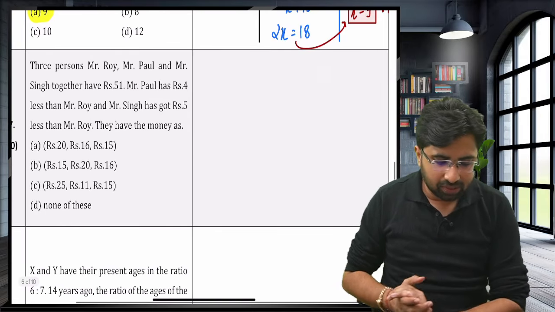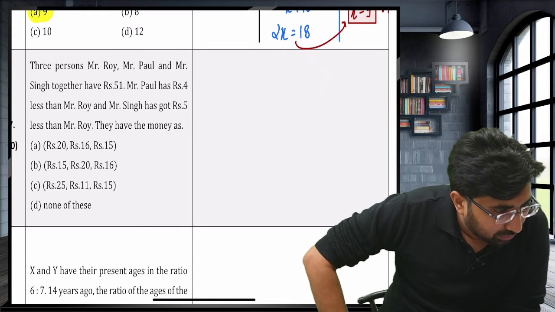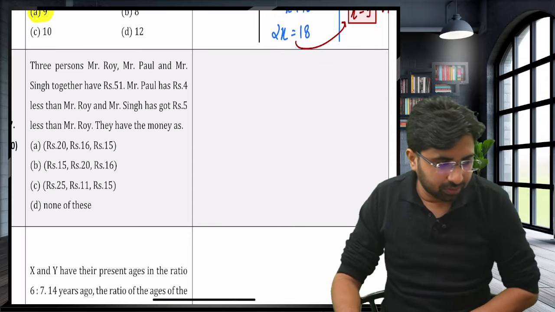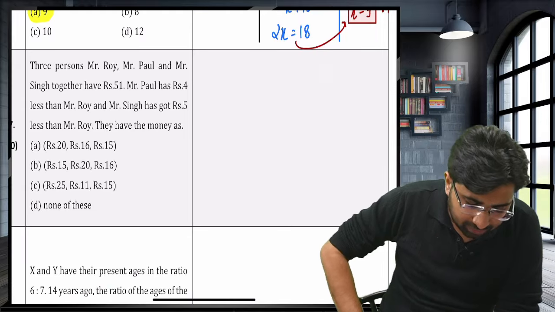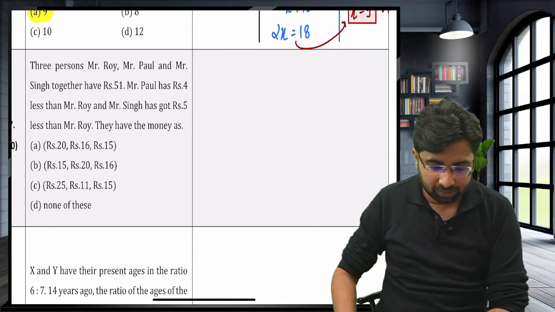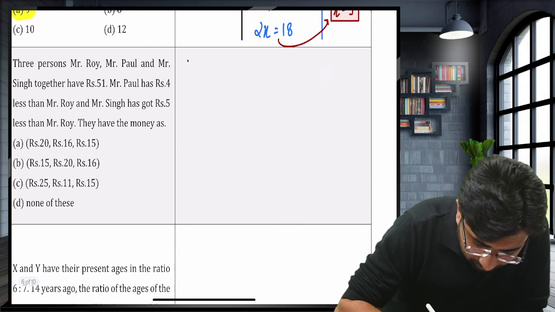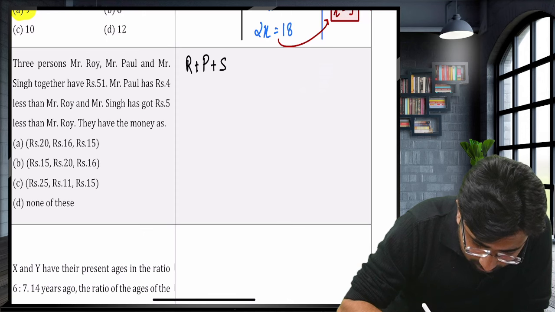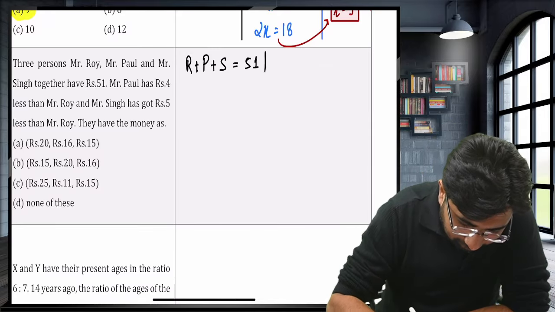Now, three persons, Roy, Paul and Singh. Sumati, Tarkesh, Balaram, right answer. Super performance. Now, Roy, Paul and Mr. Singh together have 51 rupees. Let us say Roy is having R rupees, Paul is having P rupees and Mr. Singh is having S rupees. Together they have 51 rupees.